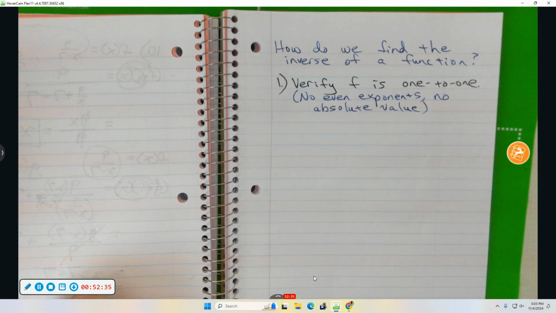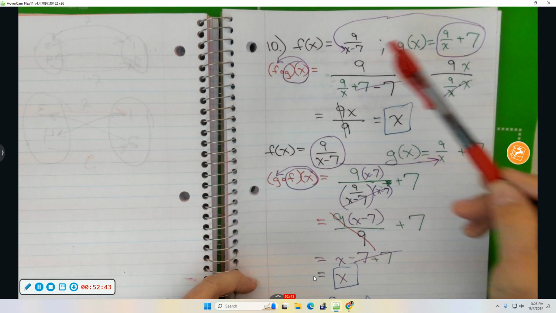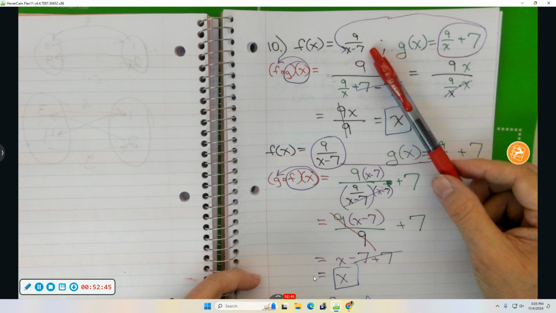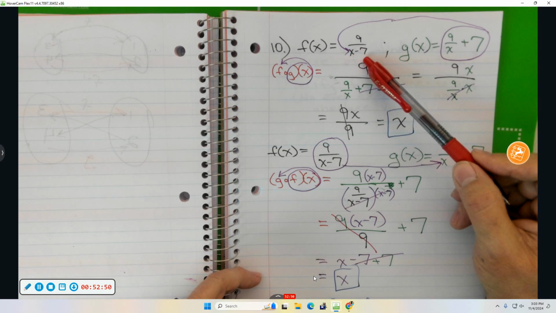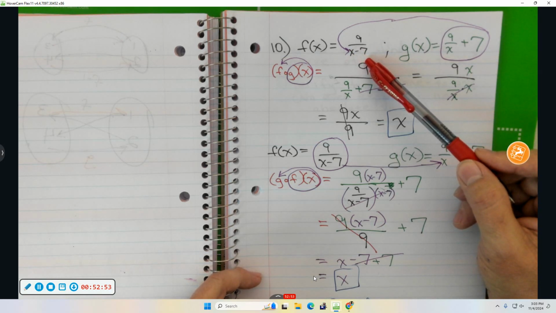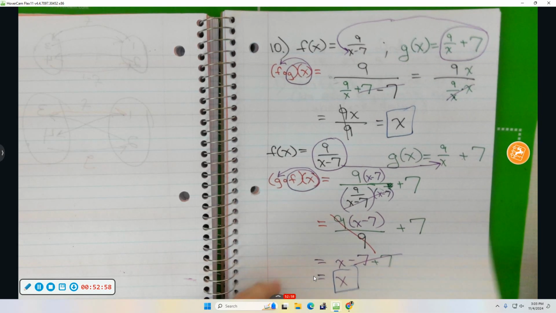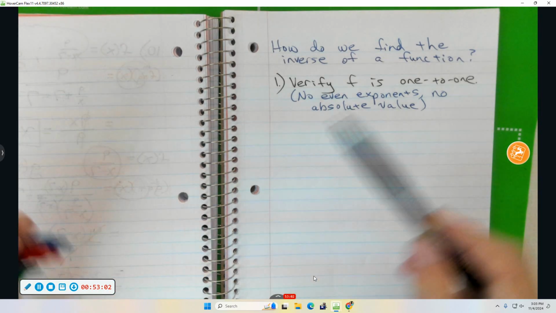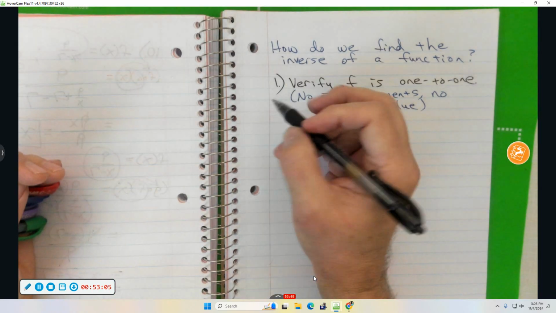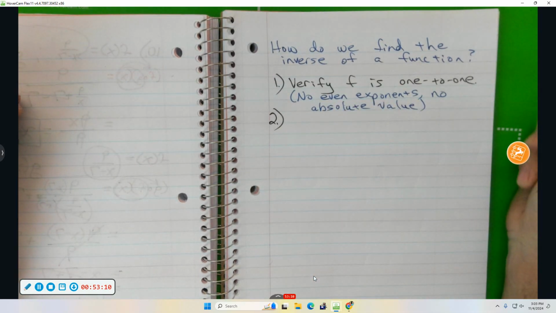I just did it by habit a moment ago when we were doing that number 10. I made the remark, I didn't write anything down, but I said, yeah, I can convince myself very quickly that they're one-to-one. Now, if that had been an x squared minus 7, we would have had trouble. It wouldn't have been one-to-one. But there are no even exponents, no absolute values. Yeah, that looks like it would be one-to-one to me. Once you've convinced yourself that the function is one-to-one, tell me in words, what does an inverse do?